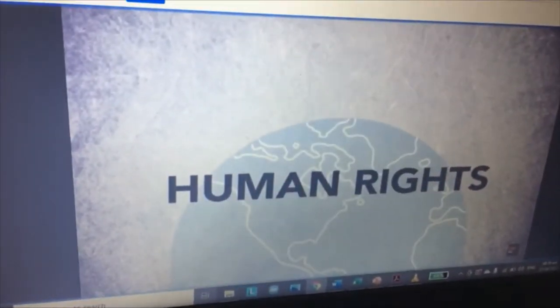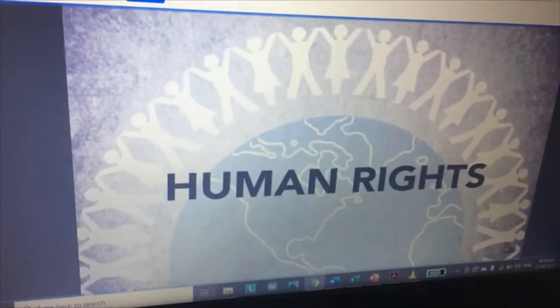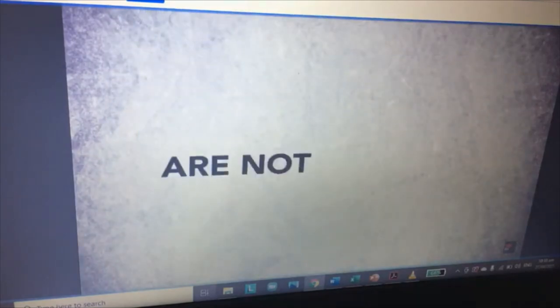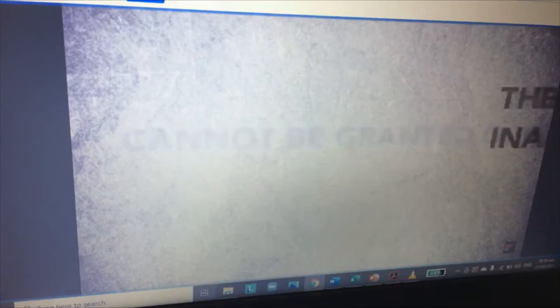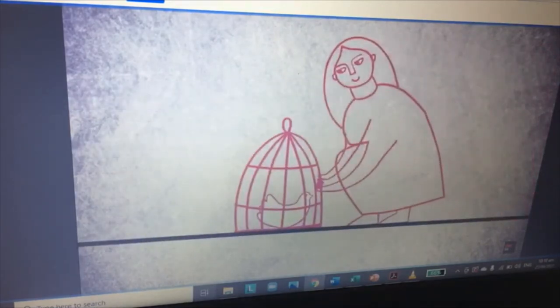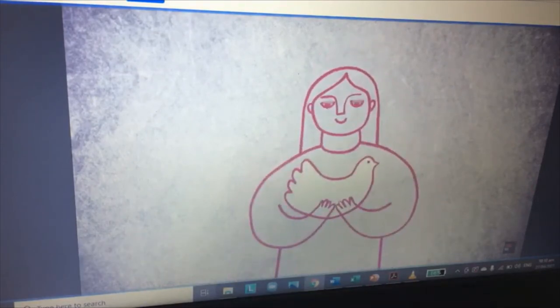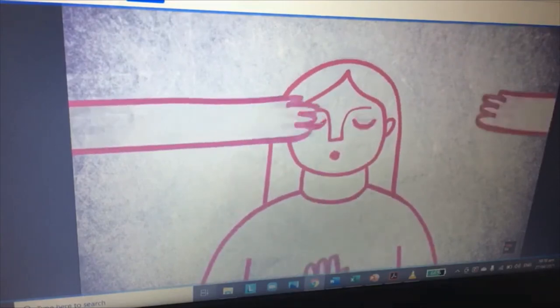Is that each one of us, no matter who we are or where we are born, is entitled to the same basic rights and freedoms. Human rights are not privileges, and they cannot be granted or revoked. They are inalienable and universal. That may sound straightforward enough, but it gets incredibly complicated as soon as anyone tries to put the idea into practice. What exactly are the basic human rights? Who gets to pick them? Who enforces them and how?